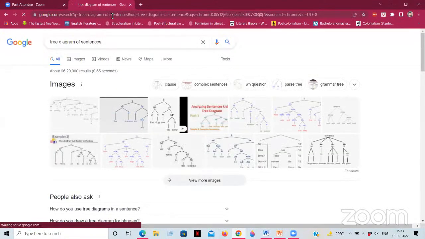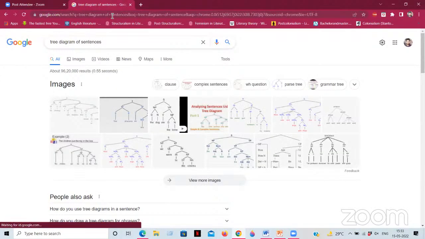Otherwise, you can turn the pages in your book. See, this is how a tree diagram looks. Okay, so let me take a very simple sentence. Yes, this could be a very good example, I think.